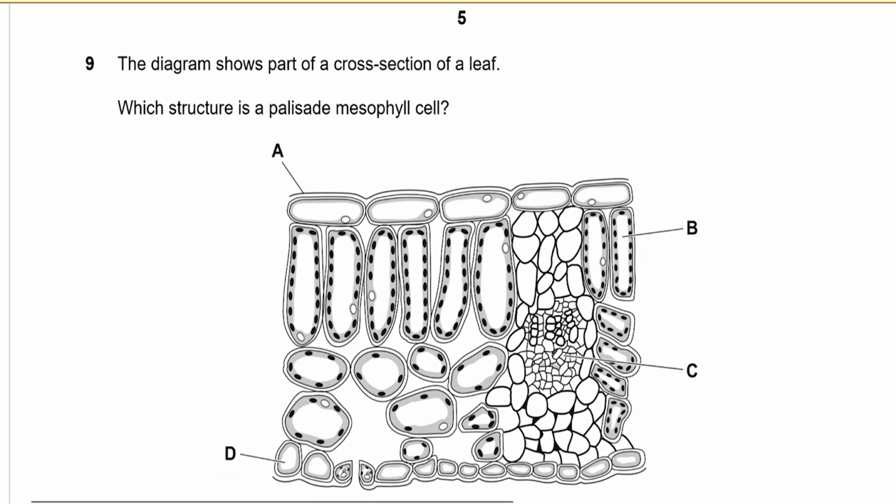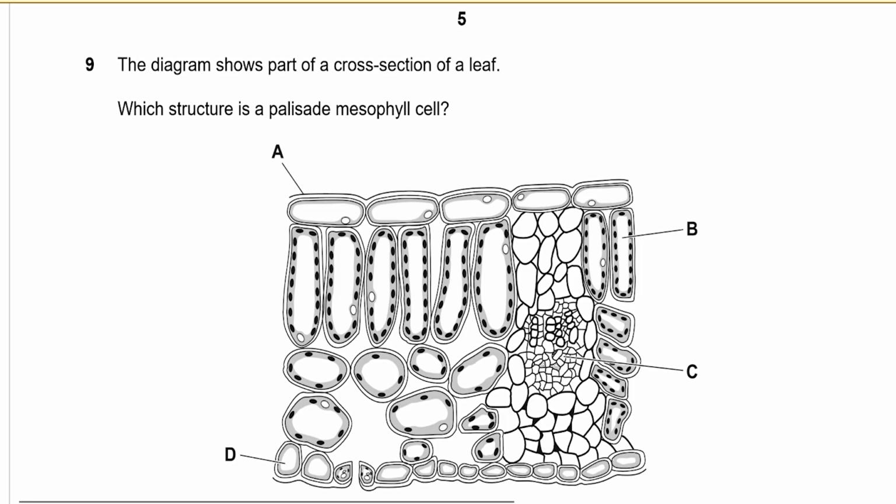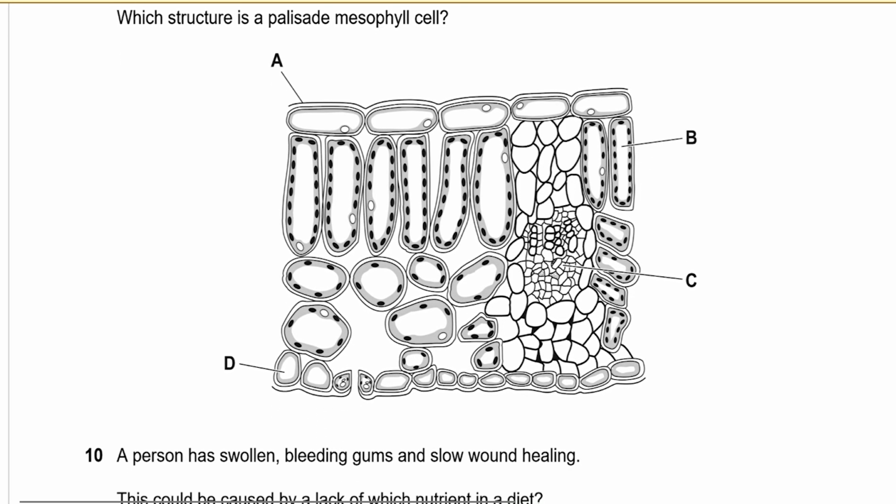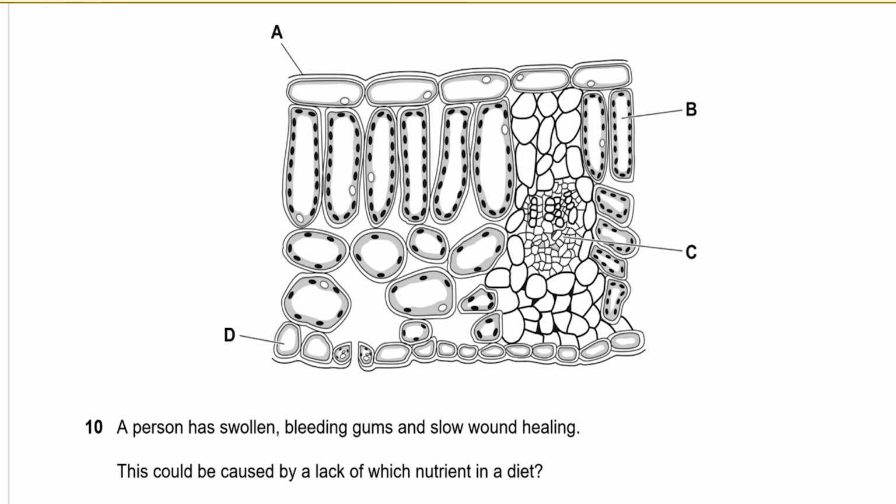Number 9 says the diagram shows part of a cross section of a leaf. Which structure is the palisade mesophyll? So part A over here represents the cuticle of the cell. B represents the palisade cells. C over here represents the vascular bundle, and D over here usually represents the lower epidermis. So the palisade cells will definitely be B.